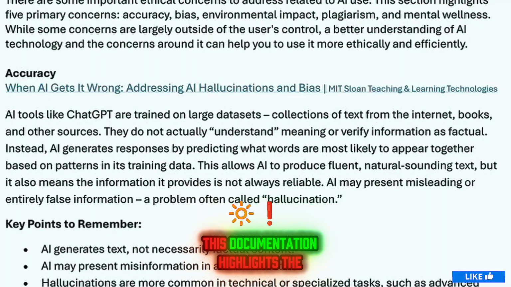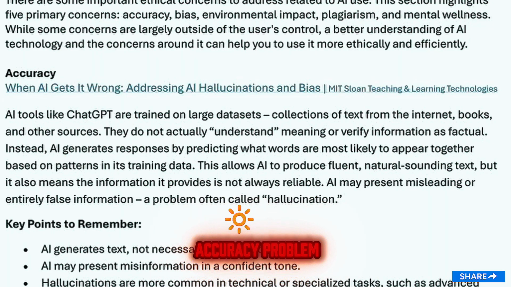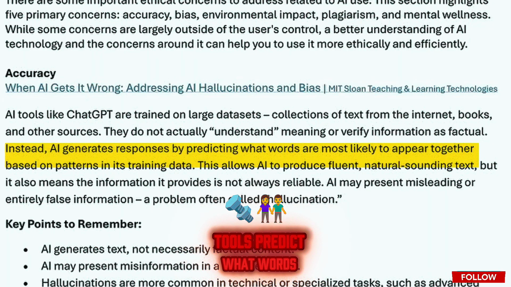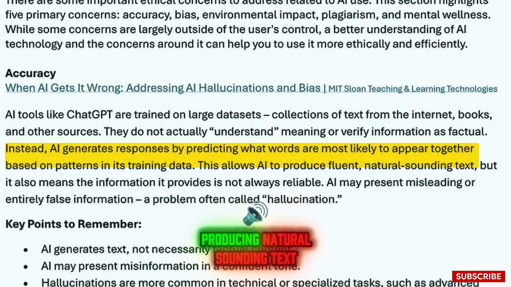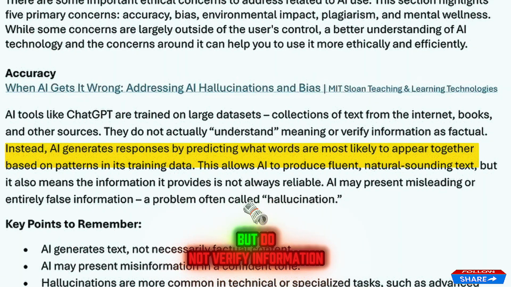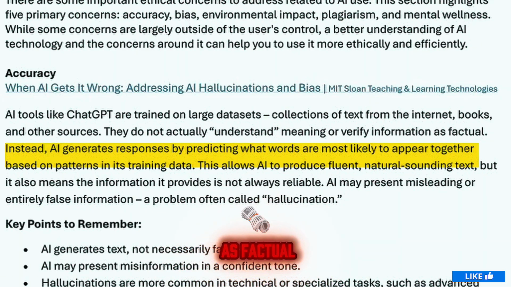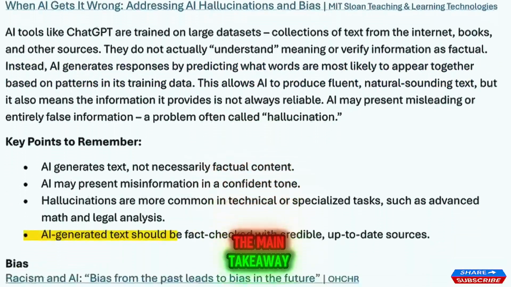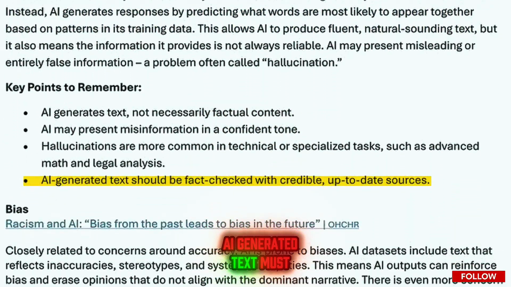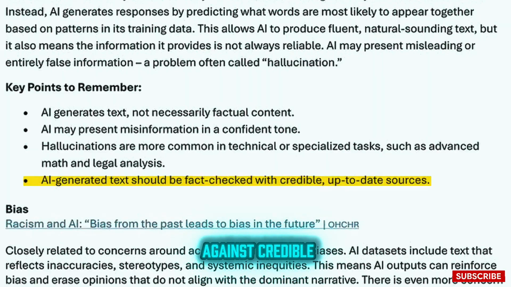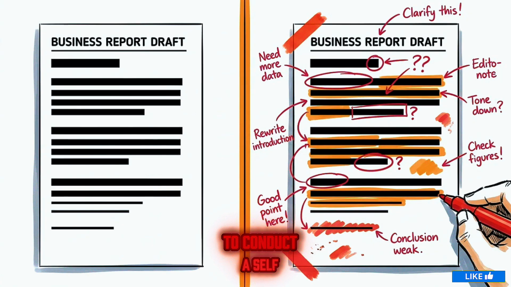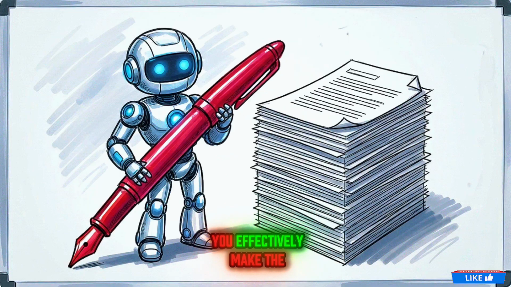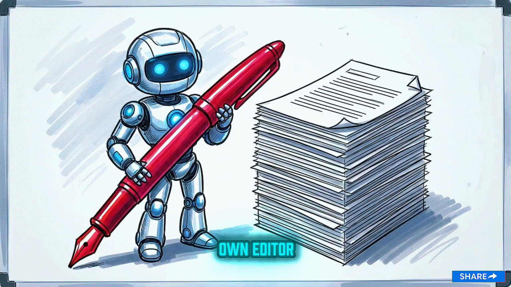This documentation highlights the accuracy problem. It notes that AI tools predict what words appear together, producing natural-sounding text, but do not verify information as factual. The main takeaway: AI-generated text must always be fact-checked against credible, up-to-date sources. By forcing the AI to conduct a self-audit before you accept the draft, you bring those hidden uncertainties to the surface. You get the AI to act as its own editor.